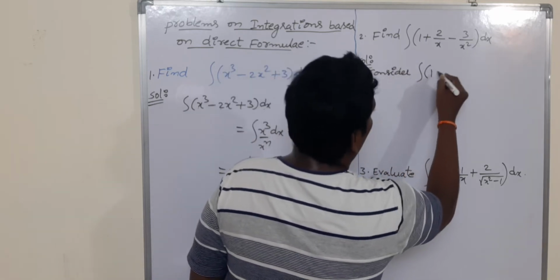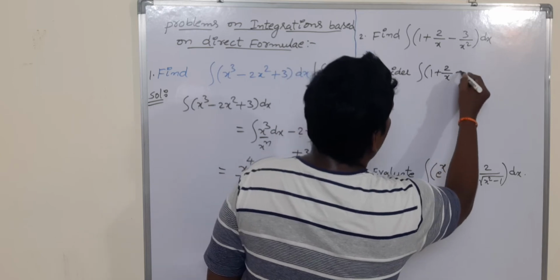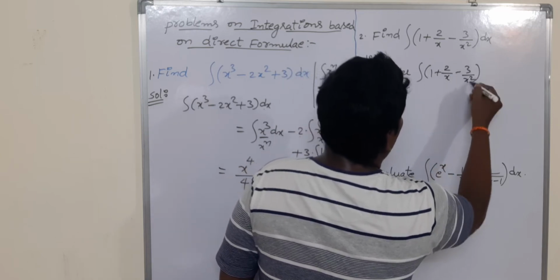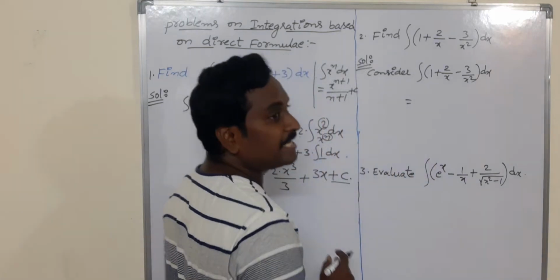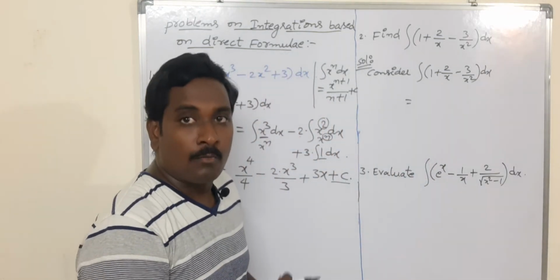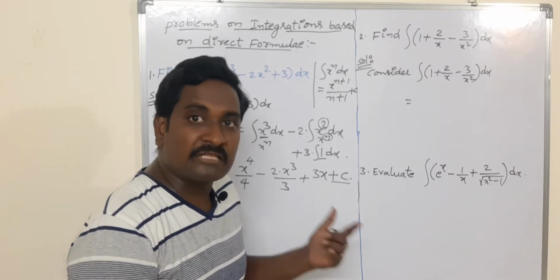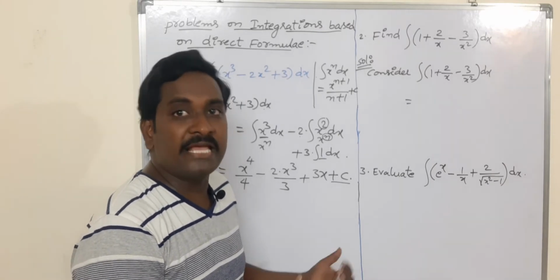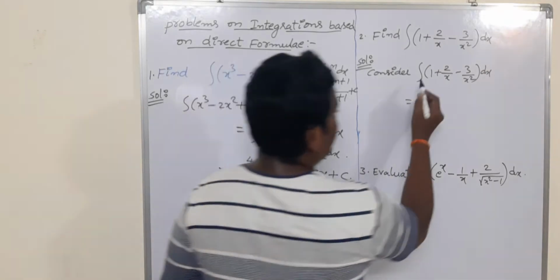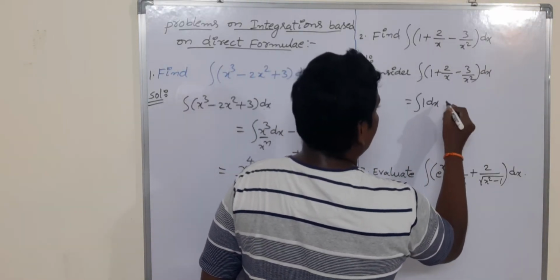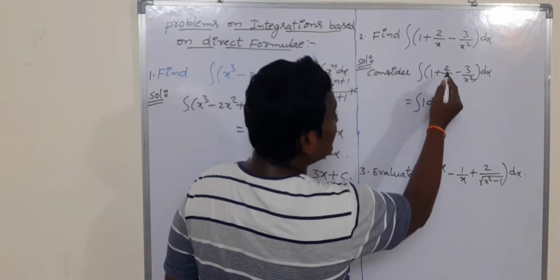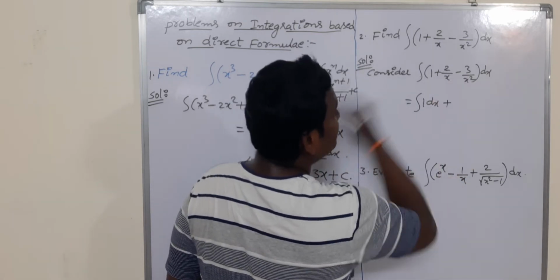Integration of (1 plus 2 by x minus 3 by x square) dx is equal to, separate the terms by using linear property. If there are more than 2 terms in addition, otherwise in subtraction, we can easily split the terms. Integral 1 dx plus, directly you can take the constant 2 outside from the integration.